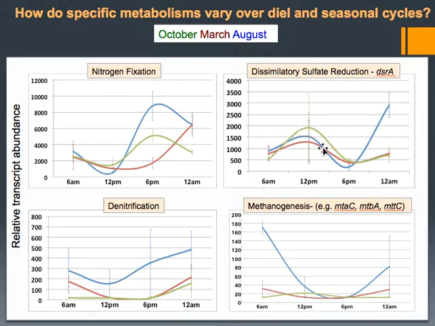So we looked at one gene involved in that process, the DSR gene, the dissimilatory sulfate reduction gene. And although there weren't as many copies as there were in the nitrogen fixation, we did see a diel cycle pattern, although it wasn't statistically significant. So we do see somewhat of a trend, but there was a peak in the August samples here in the blue compared to the other 2 months. But in general, we didn't see a statistically significant trend of this metabolism. There were also other metabolisms like denitrification and methanogenesis that are also involved in carbonate precipitation, but I'm not going to talk about those today.